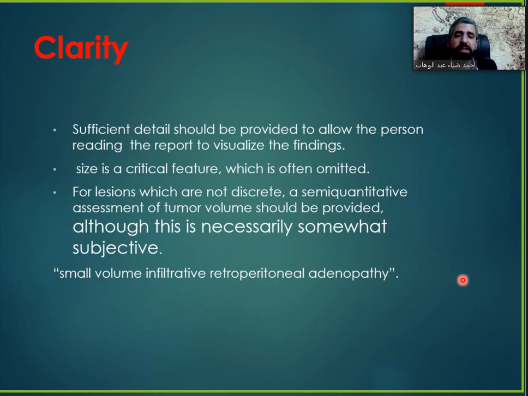Some lesions are not discrete, are not obvious. So write a semi-quantitative assessment for tumor volume. Well, this thing is subjective. I might write it something different from you, but it's better than nothing. For example, you can write small volume infiltrative retroperitoneal adenopathy. You cannot measure the retroperitoneal adenopathy. You cannot measure every lymph node. So you just write small volume or large volume, something subjective.